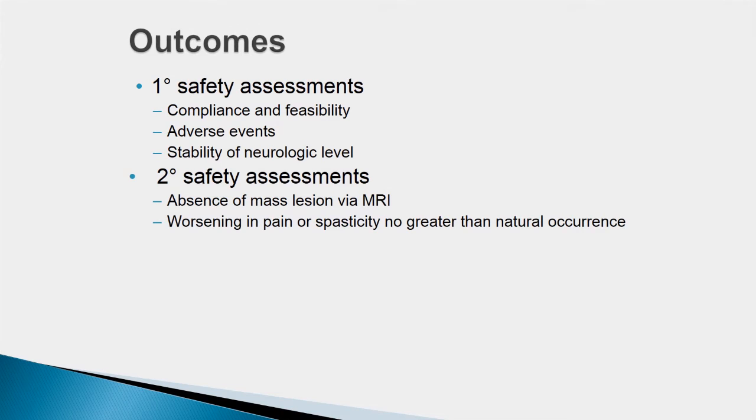We also have some secondary safety assessments, and that is to look at the spinal cord via MRI and make sure that there are no mass lesions that have developed. And also we want to evaluate pain and spasticity to make sure that there is not a worsening beyond what is already the natural occurrence that happens after spinal cord injury.